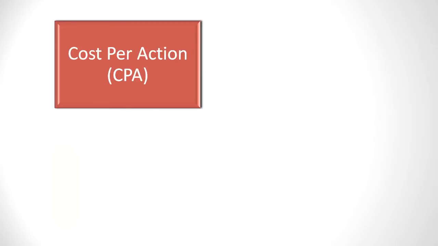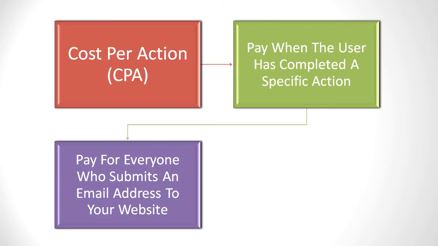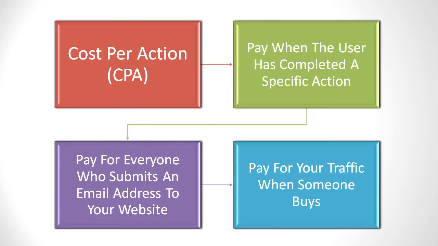Cost per action, or CPA. This is a form of paid traffic where you only pay when the user has completed a specific action. For instance, you can only pay for everyone who submits an email address to your website, or you can only pay for your traffic when someone buys something.